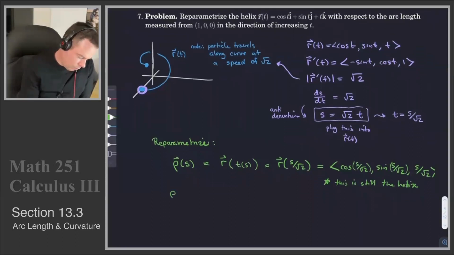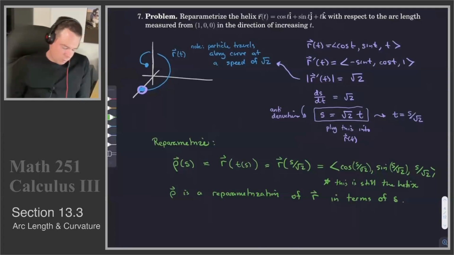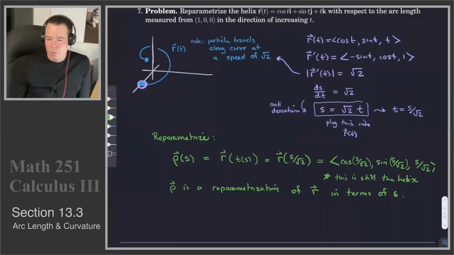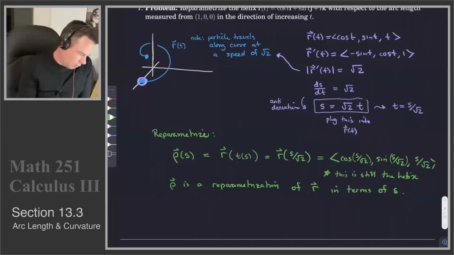So rho is a reparameterization of r, and it's in terms of arc length, in terms of s. Why have we done that? Why did we reparameterize it? In other words, what's that root 2 doing? It's the thing that makes it a unit speed curve now, something being traced out at unit speed. And so let's actually check that. We can see if that's the case.